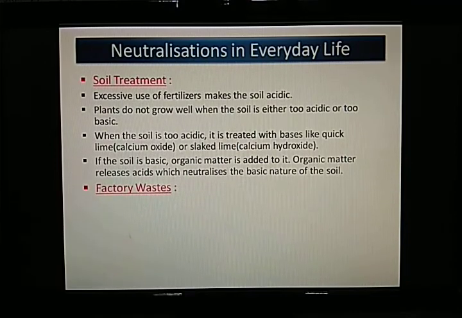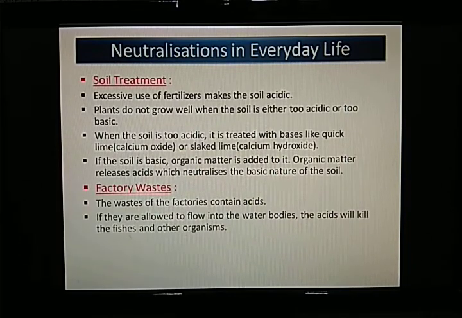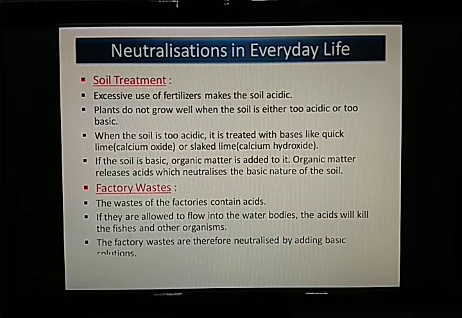Now the last but not the least, factory waste. We know factory waste is very toxic and poisonous because it mainly consists of acids. So before throwing it into water bodies like rivers or oceans, we have to treat it properly in the waste treatment plants. And we have to neutralize it first of all by adding some basic solutions. So by neutralizing its nature, only then we should throw it into the water bodies.